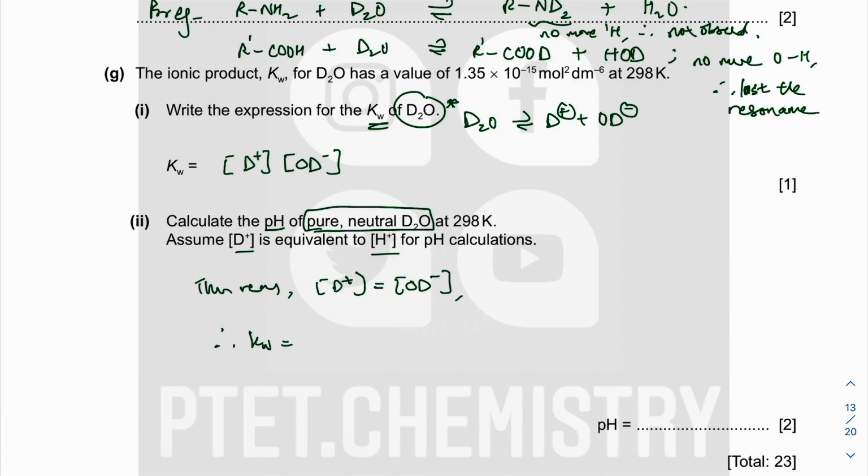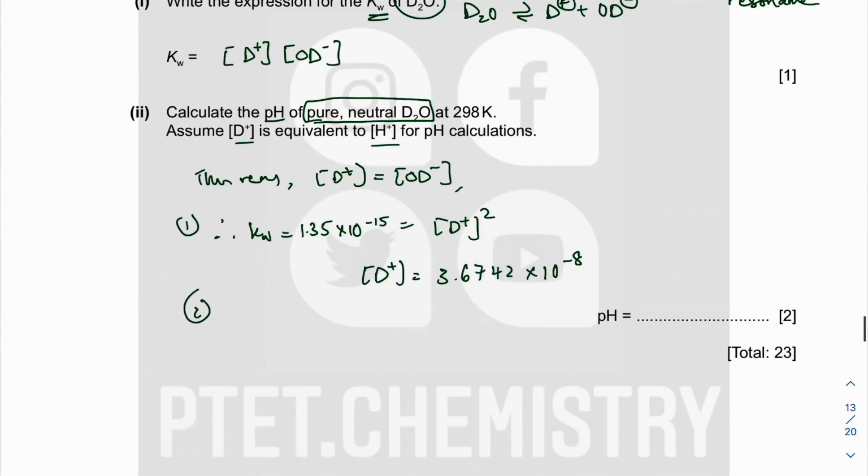Therefore, Kw, which is equal to 1.35 times 10 to the power minus 15, given in the question there, is equal to D plus squared. So D plus is equal to the square root. You're doing calculations, so you don't want to round off too early. So I gave it to a higher number of significant figures there. And then they're saying it's almost similar to H plus.